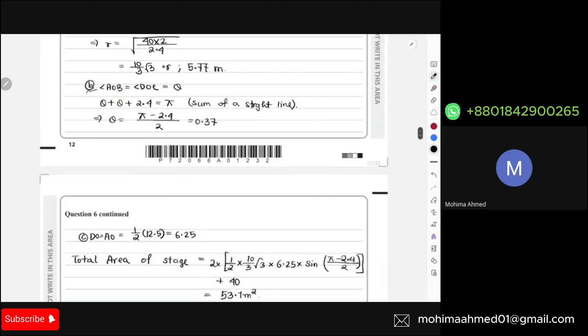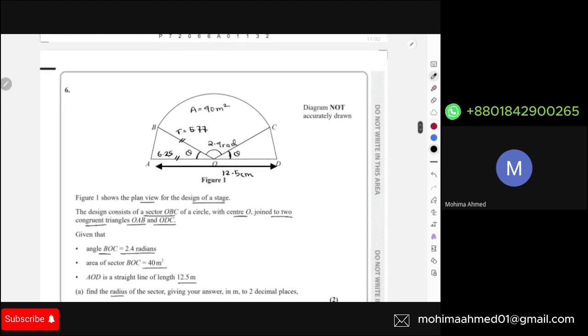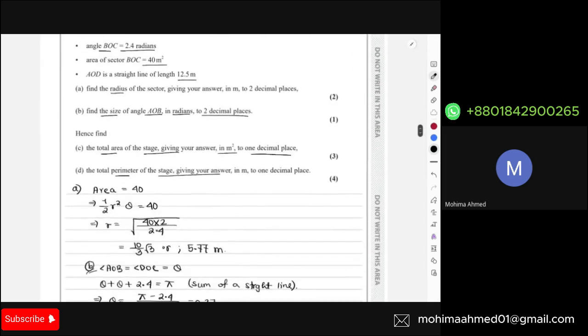And after this, they're also asking for the total perimeter of the stage to one decimal place. For the perimeter, I can understand that, yes, we have this 12.5. We can easily find the arc length using that r theta value. But for this AB and CD, I have to use the cosine rule over here, right? Yeah, I have to use the cosine rule.